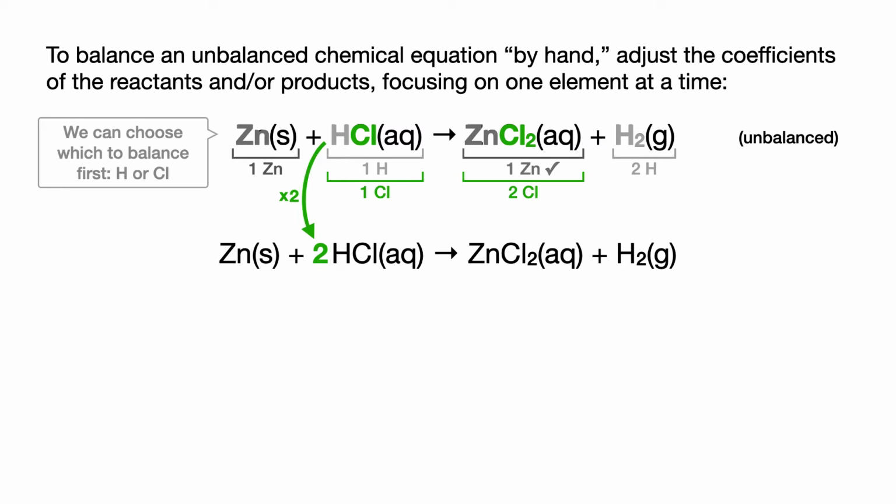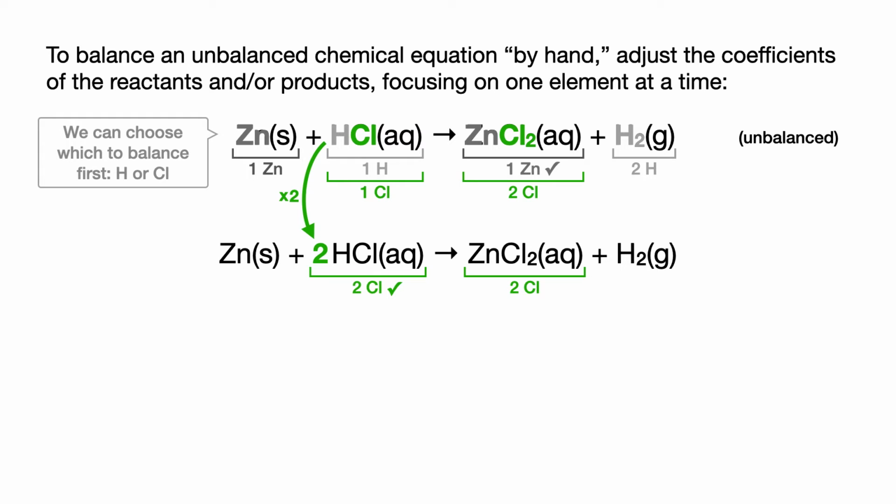And now I've got zinc reacting with 2 moles of HCl to form zinc chloride and hydrogen gas. And so now I've got my 2 atoms of chlorine on the right, and now I've got 2 atoms of chlorine on the left. So now the chlorine is balanced. That's all set. And the zinc is still balanced. We haven't done anything to the zinc, so it's still good.